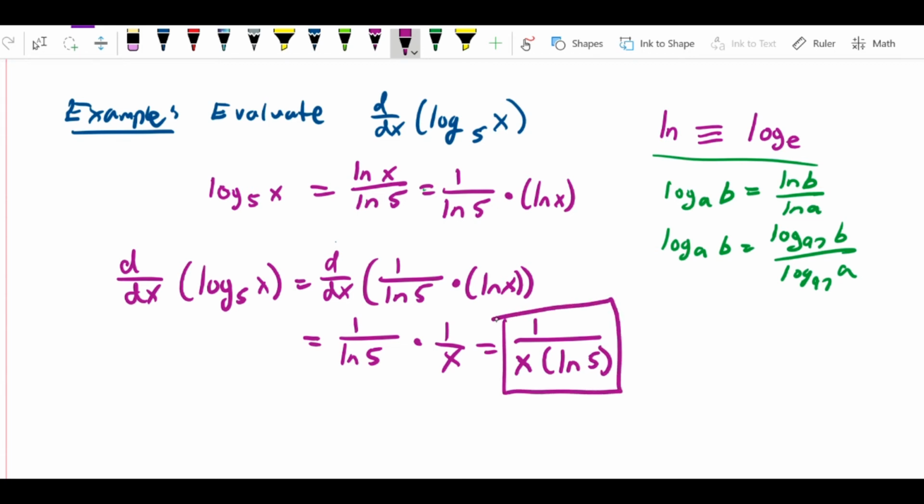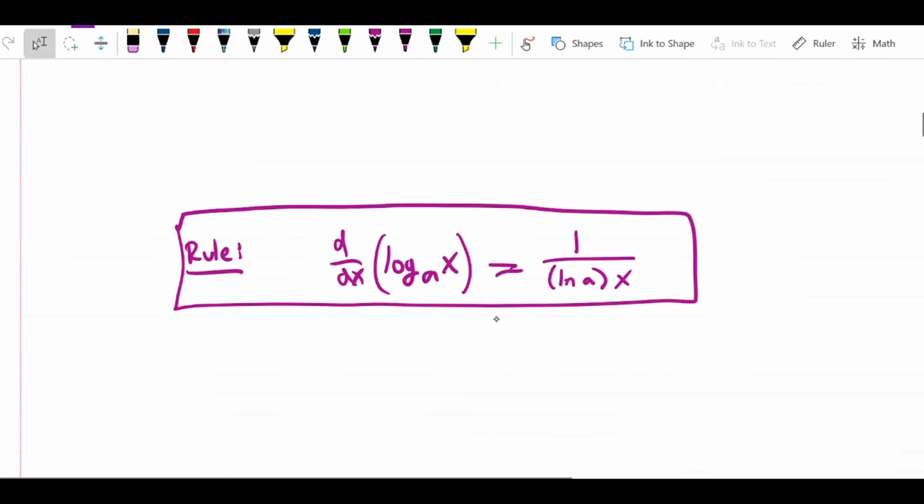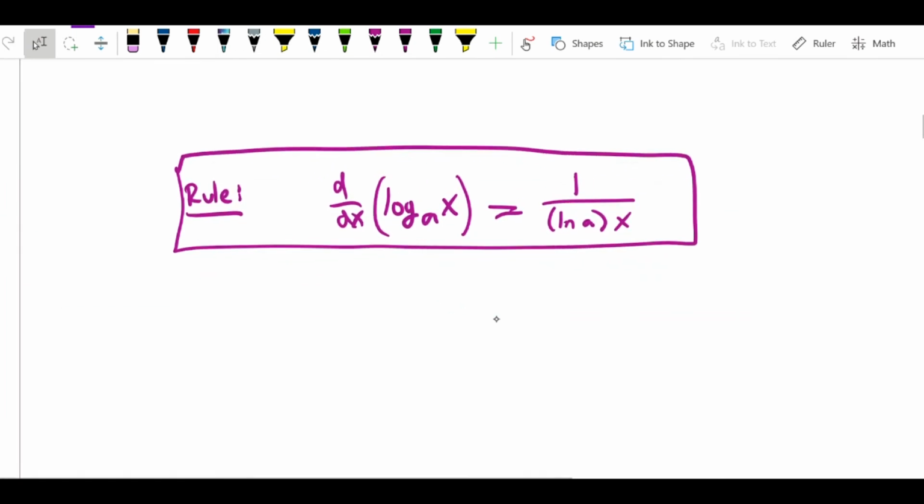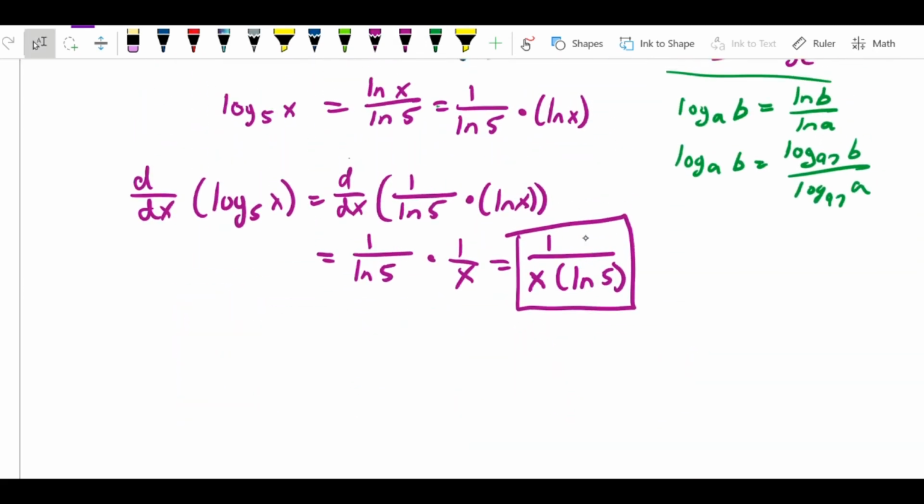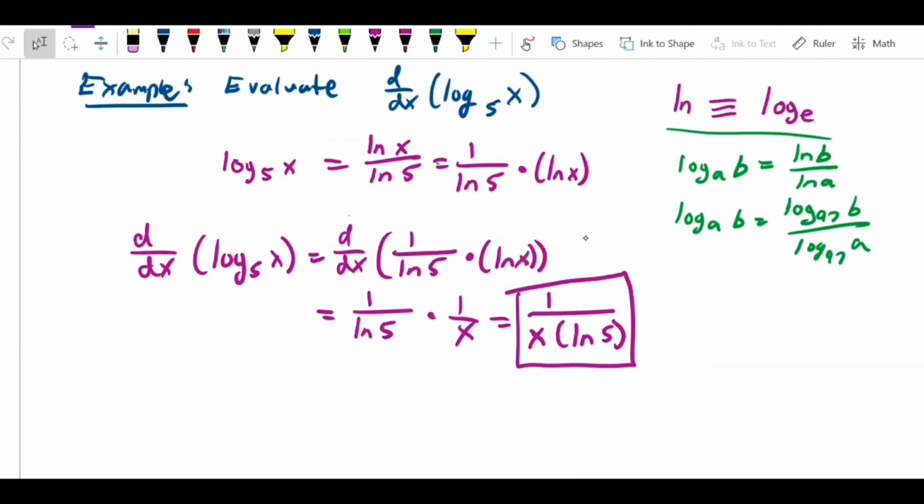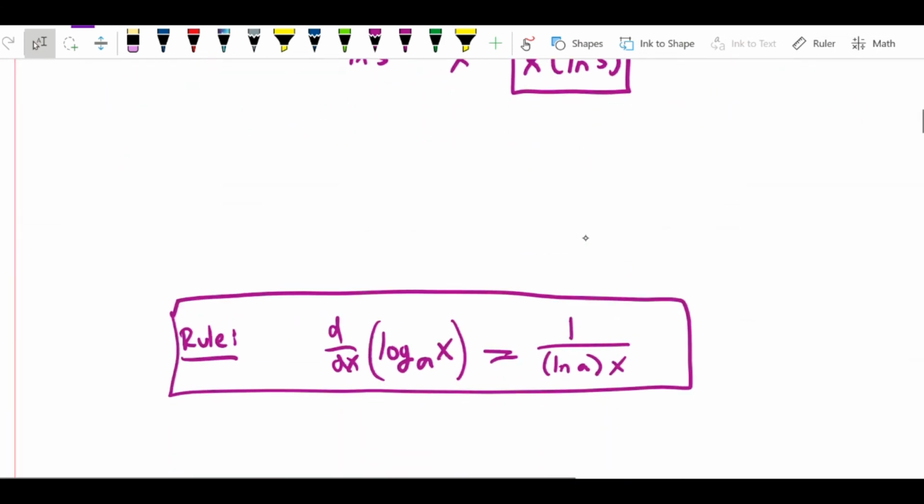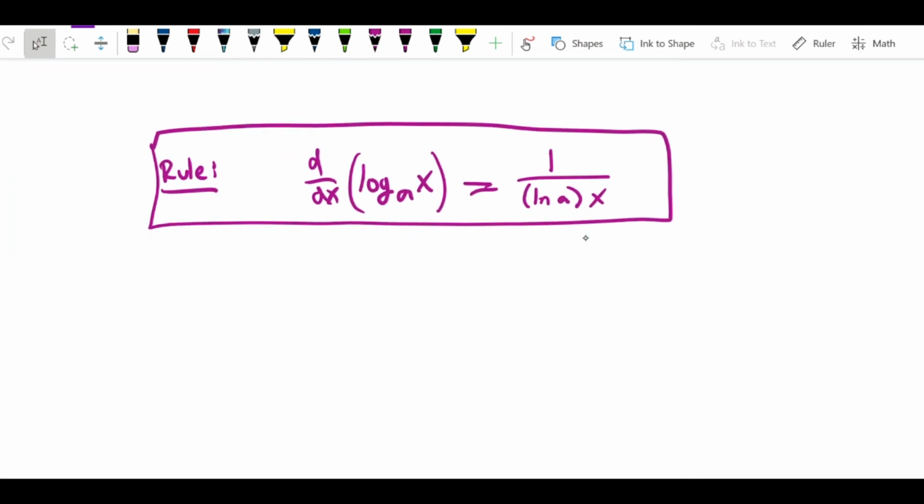In fact, I can show you the basic rule. I've written it in the opposite order, but it's the same idea. The derivative of log base a of x is 1 over ln a times x. The denominator is just ln a times x, and you can see that's exactly what we got here, finding the derivative of log base 5 of x. I'll just put up that rule.